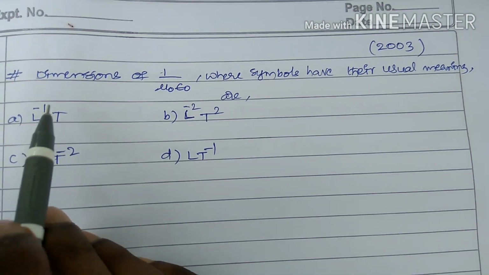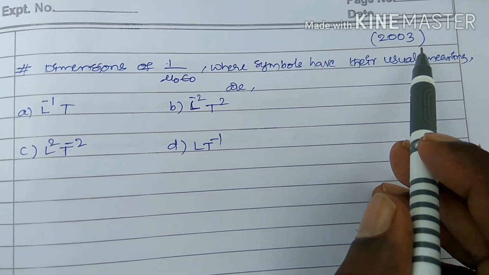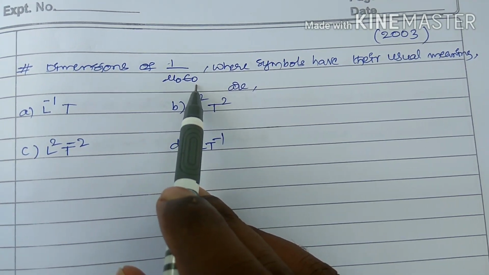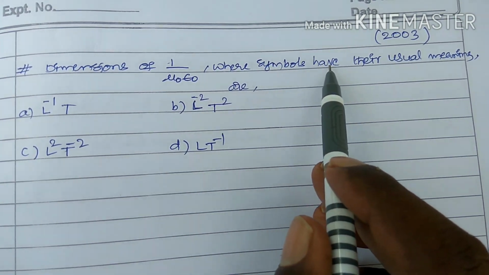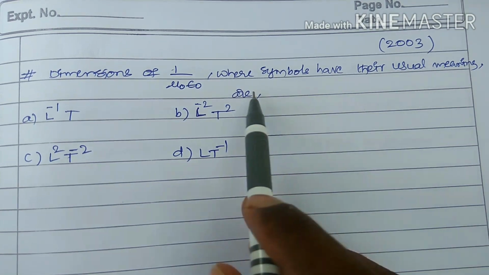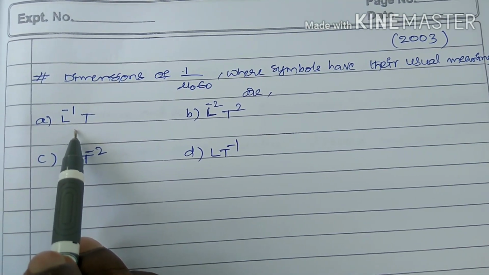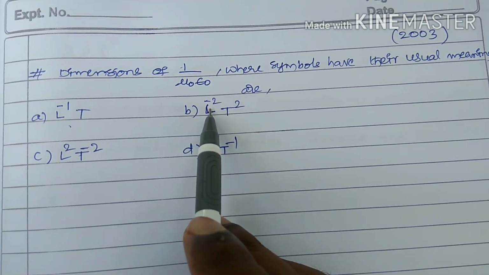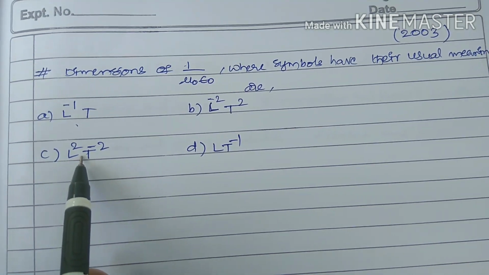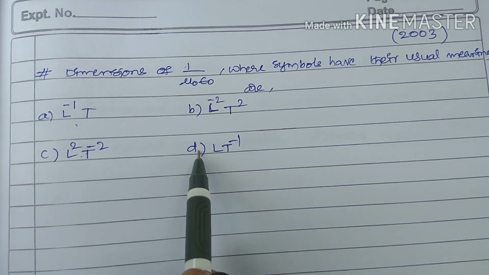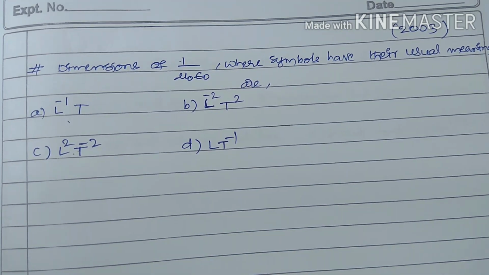Coming to the second question, which was asked in 2003 JEE Mains: the dimensions of 1 by mu naught epsilon naught, where the symbols have their usual meaning, are: option A, L minus 1 T; option B, L minus 2 T2; option C, L2 T minus 2; option D, L T minus 1.